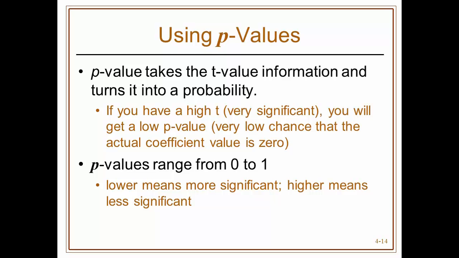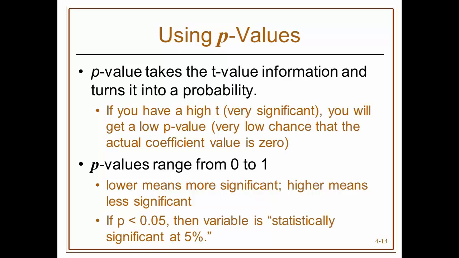The lower p-value means your variable is more significant. A higher p-value means that it's less significant. So sometimes you'll hear people say, well, this variable is statistically significant at the 5% level. That means that its p-value is less than 0.05.